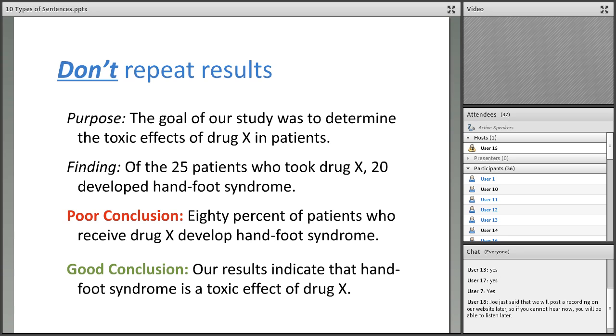A better conclusion might look like this, because it provides some interpretation of that finding. Our results indicate that hand-foot syndrome is a toxic effect of drug X. So a little cautionary note there. Just be sure that your results are interpreted in that conclusion section, not repeated.